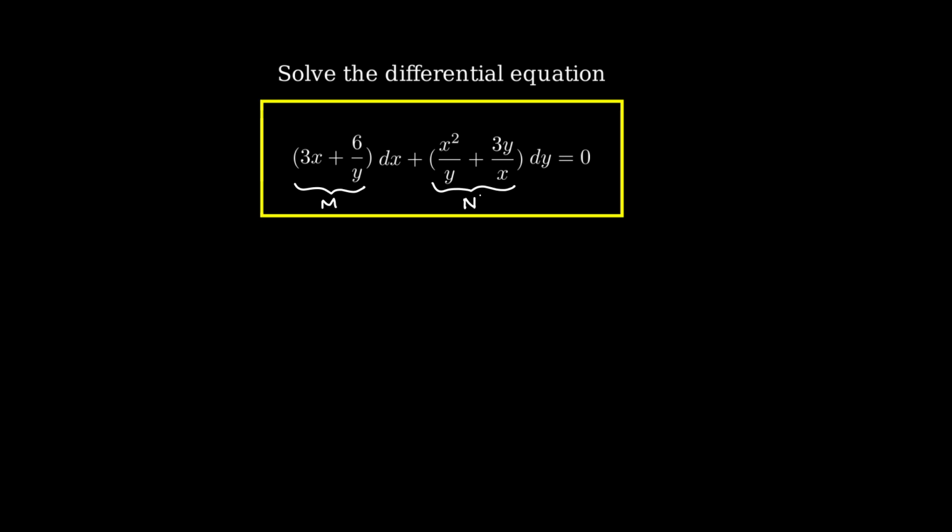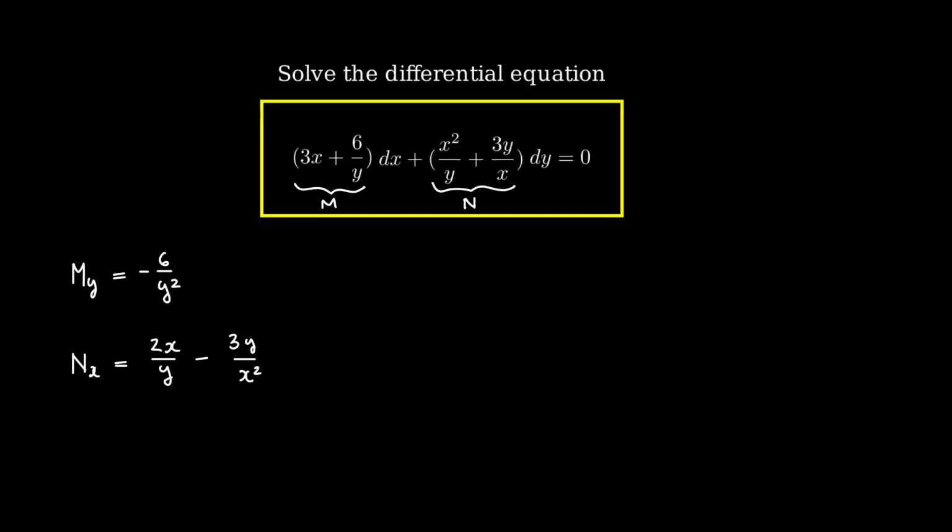And to check if this equation is exact, we'd have to compute the partial derivative of M with respect to y. And we can just quickly do that. Because we're taking a partial derivative here, the 3x is treated as a constant. So differentiating this will just give me 0. And then 6 over y becomes negative 6 over y squared. Okay, good. Now we can look at the other partial derivative. That's the partial derivative of N with respect to x. And so here we will get 2x over y minus 3y over x squared.